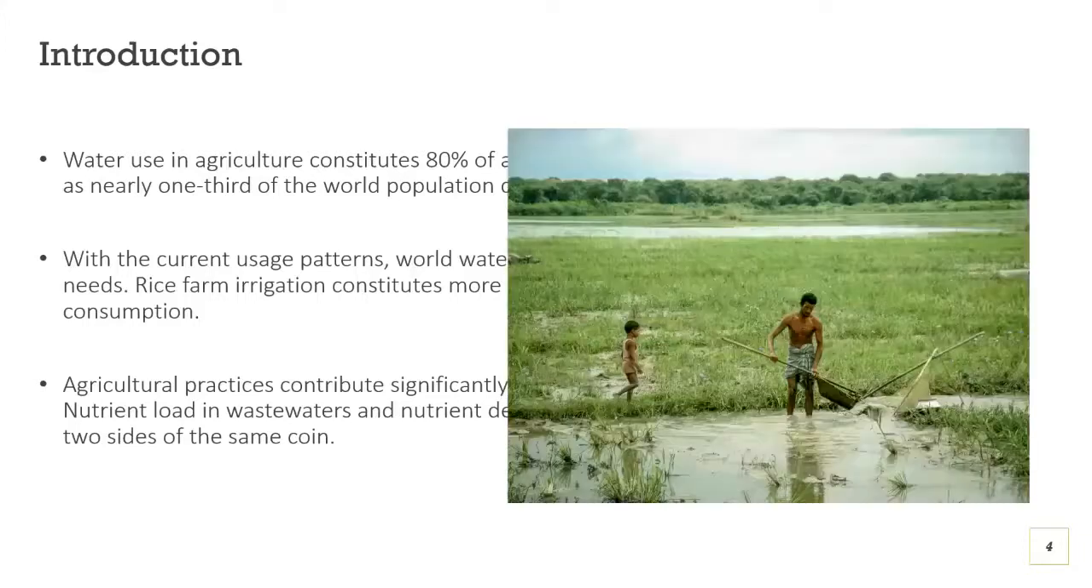So this is how we talked about rice farming, which consumes a lot of water. This is roughly how it looks. It's basically a flooded field where rice is planted and rice is grown. There is a need to intervene there as well.